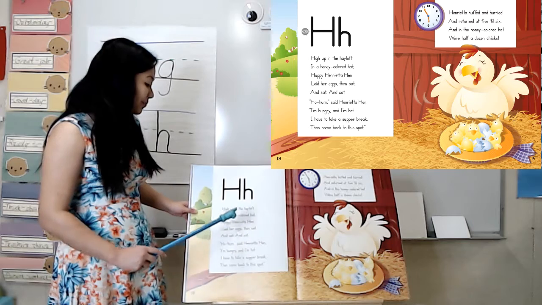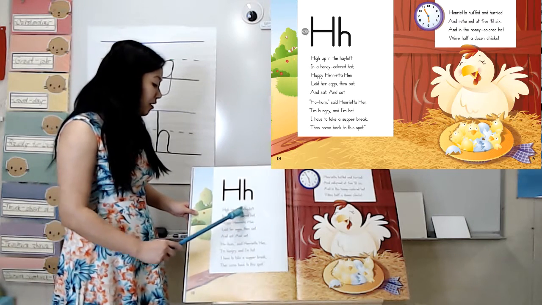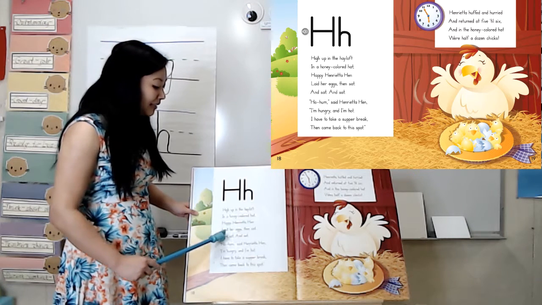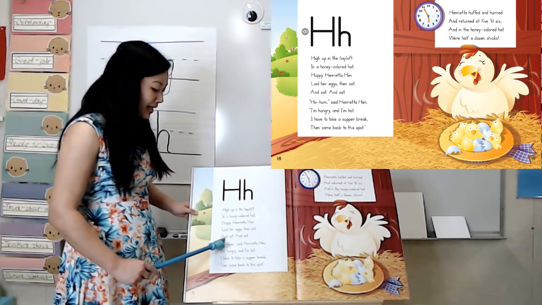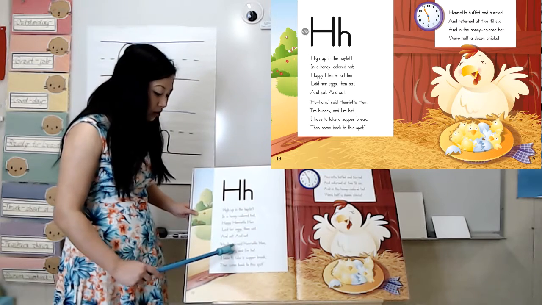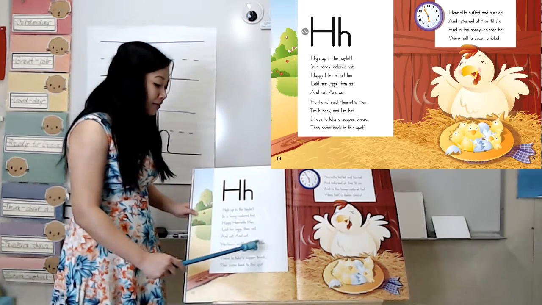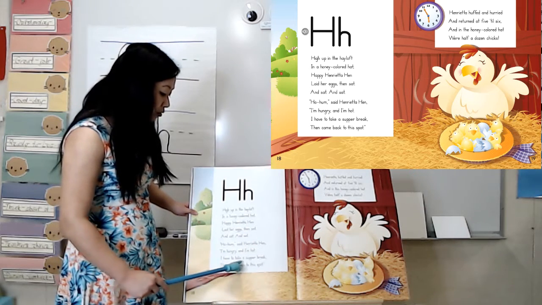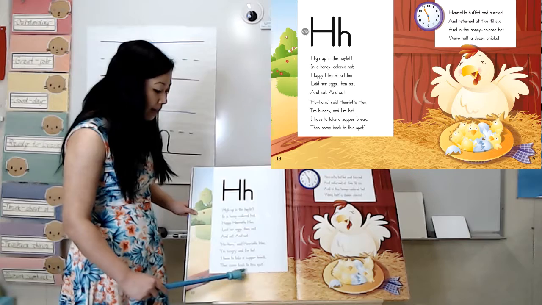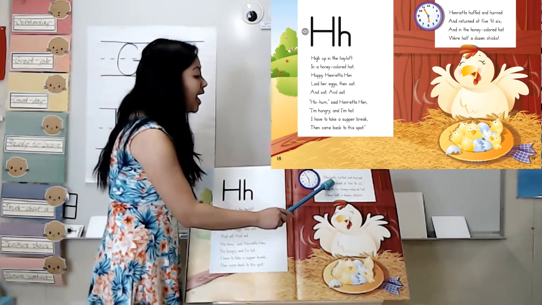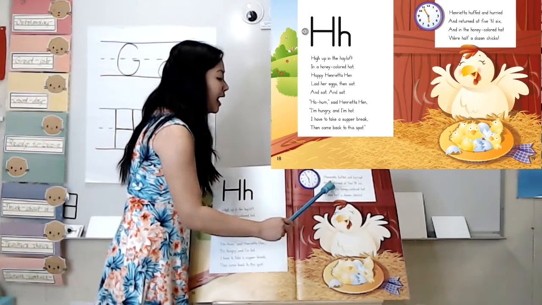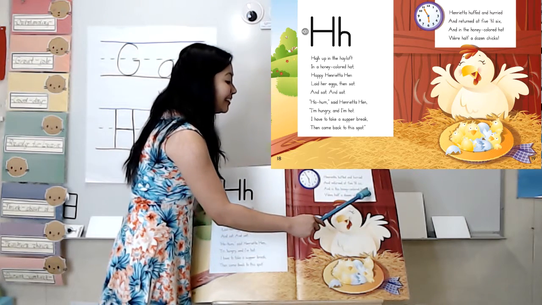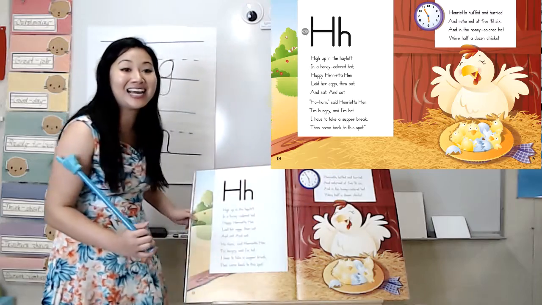Get ready, friends. High up in the hayloft in a honey-colored hat, happy Henrietta Hen laid her eggs then sat, and sat and sat. Ho hum, said Henrietta Hen, I'm hungry and I'm hot. I have to take a supper break, then come back to this spot. Henrietta huffed and hurried and returned at 5 till 6. And in the honey-colored hat were half a dozen chicks.